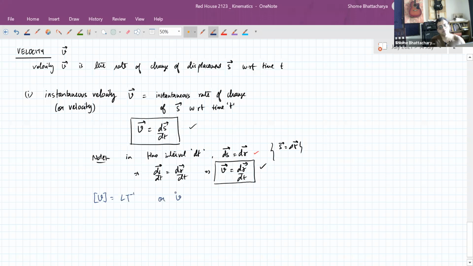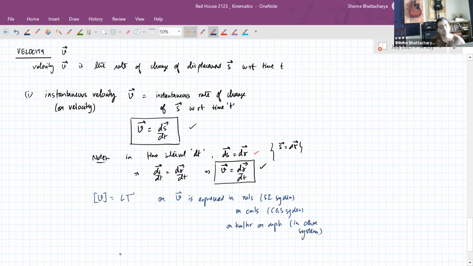So velocity is expressed in meters per second for the SI system, or centimeters per second for the CGS system, or kilometers per hour or miles per hour in other systems.